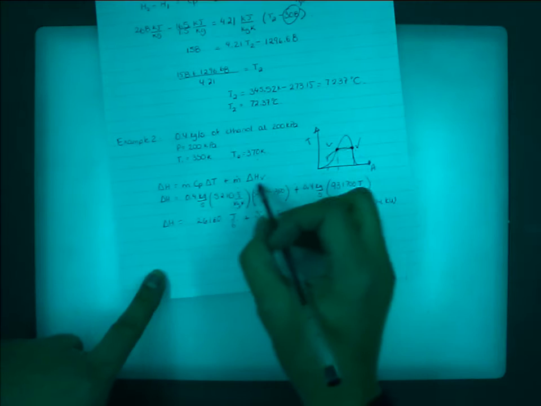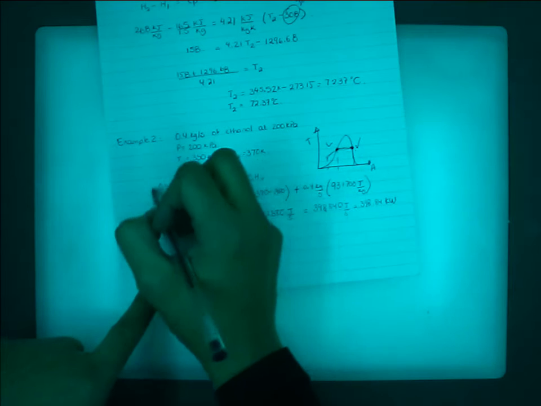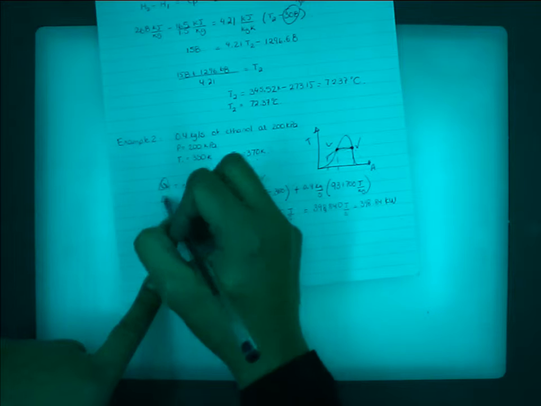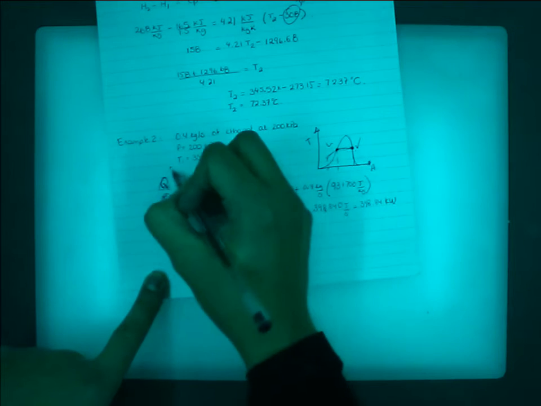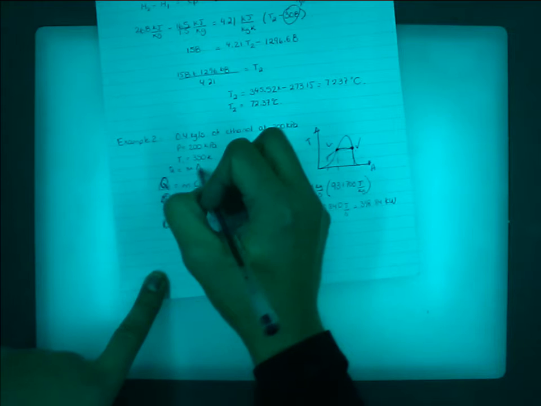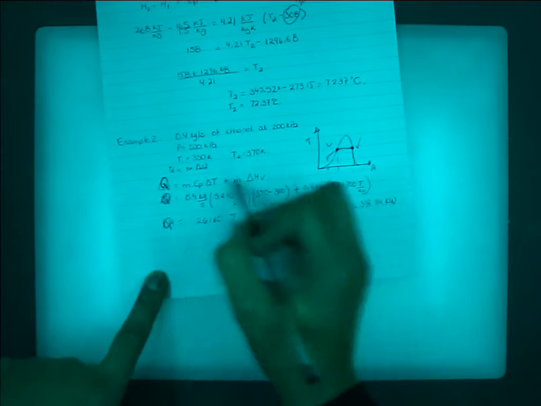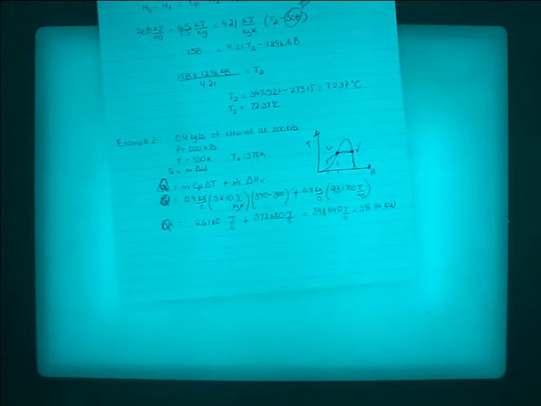So what is the first part of the equation? What is doing the first part of the equation? Heating to the boiling point. And the second part of the equation? Changing the phase from liquid to vapor.